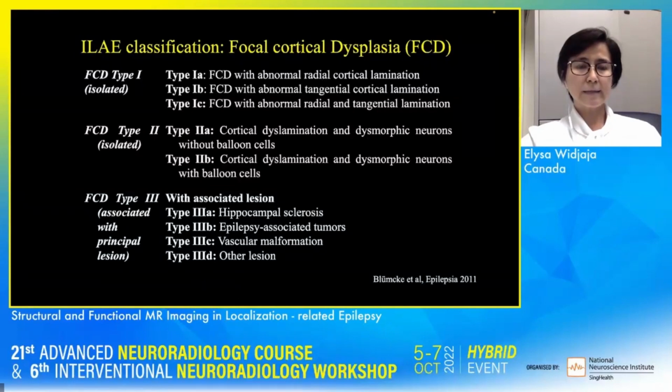The International League Against Epilepsy has classified focal cortical dysplasia into 3 categories. Type 1 and type 2 lesions are isolated lesions. FCD type 3 has focal cortical dysplasia type 1 associated with an additional lesion such as hippocampal sclerosis, epilepsy-associated tumors, vascular malformations, or other lesions. FCD type 1 has abnormal radial and/or tangential cortical lamination. FCD type 2 has cortical dyslamination and dysmorphic neurons. Type 2A does not have balloon cells, and type 2B has balloon cells.